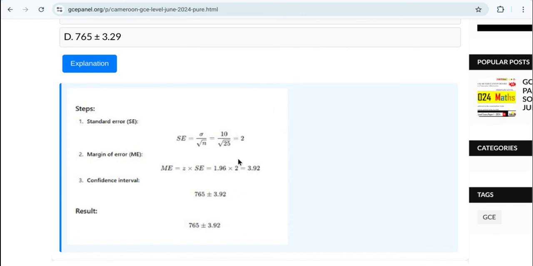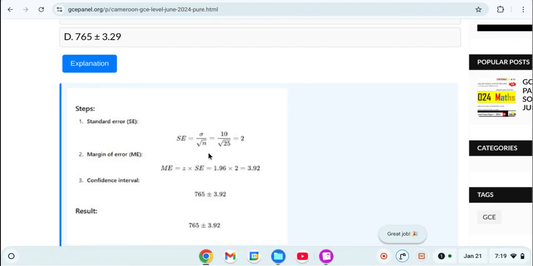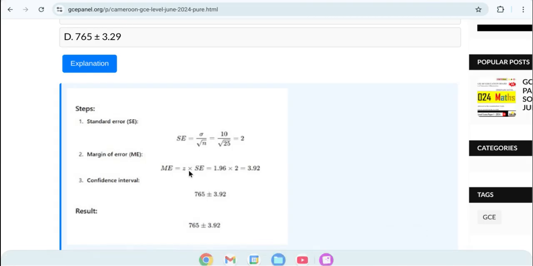Some people prefer to do this directly. They'll just say sigma over root n times the z value at 95%, which is always 1.96. If you're working at 90%, you know the standard value. At 99%, you know the standard value. All those tables are in your formula booklet, so you just have to copy them and use.